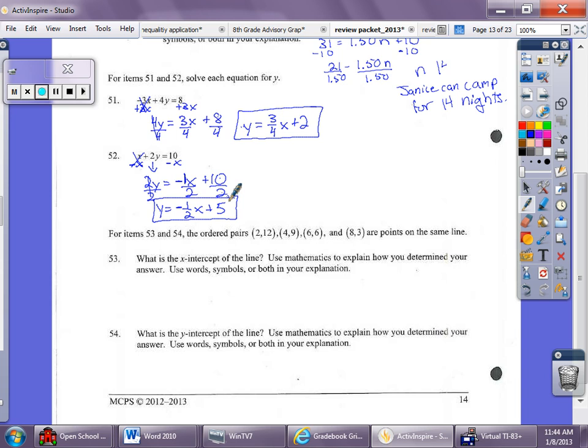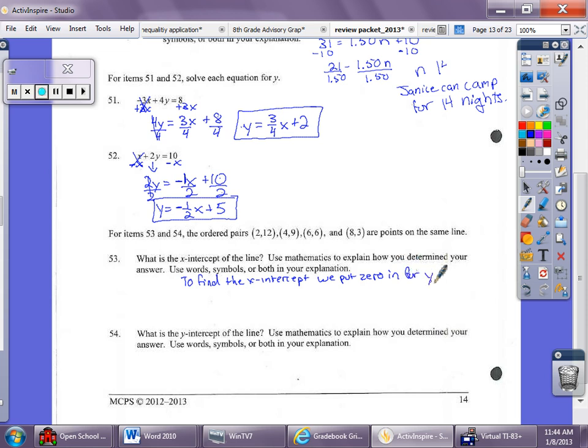So for 53 and 54, we have our ordered pairs. They're all on the same line. It says, what's the x-intercept of the line? Use math to explain how you determine your answer. Well, for the x-intercept, we know that the y value will equal 0. So to find the x-intercept, we put 0 in for y.